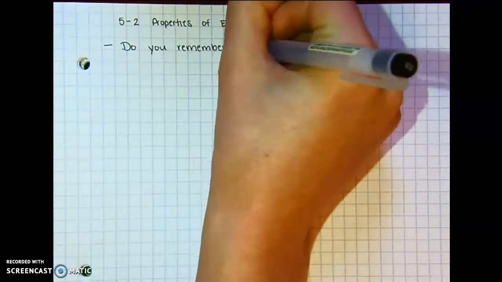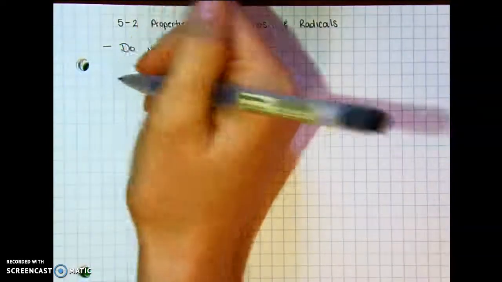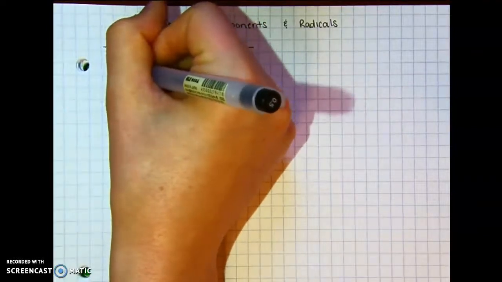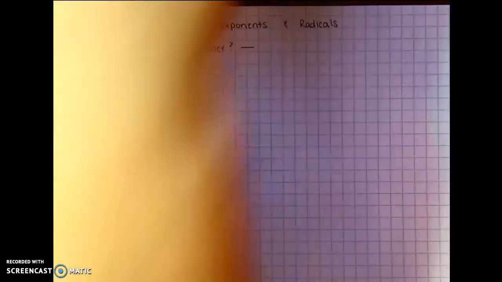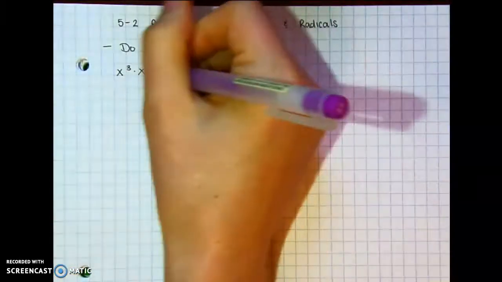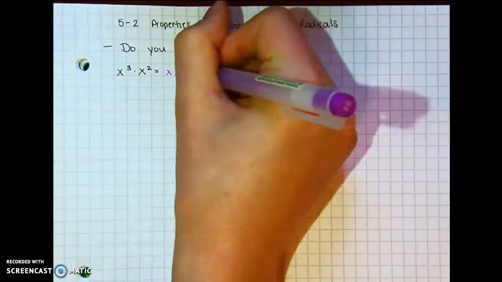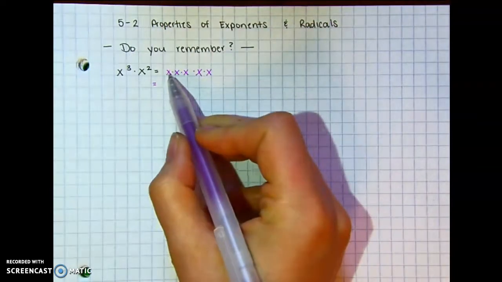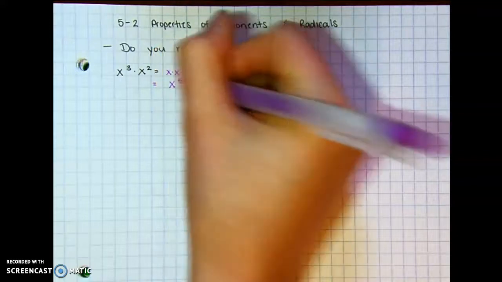And the nice thing about the properties of exponents is you can always figure it out. So, for example, if I have x cubed times x squared, this is the same as x cubed is x times x times x. X squared is x times x. So now we have a total of 1, 2, 3, 4, 5 x's. So this is x to the fifth.